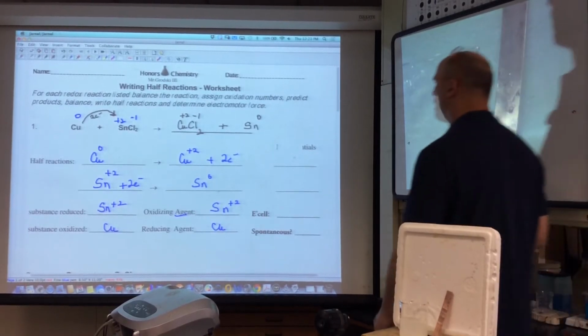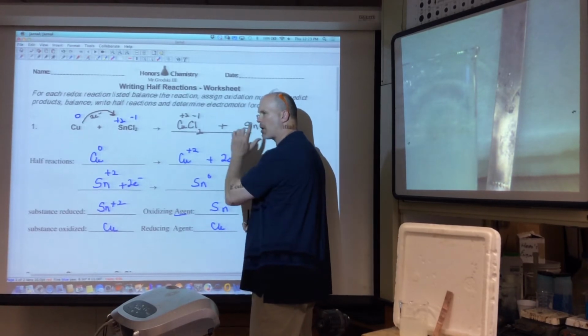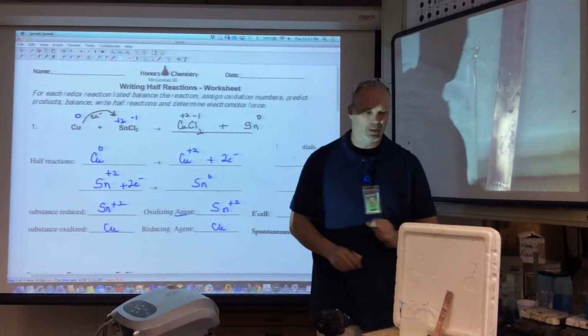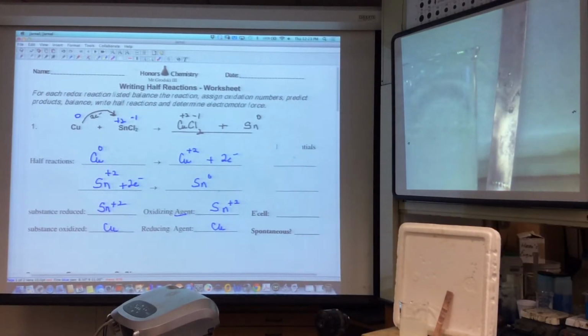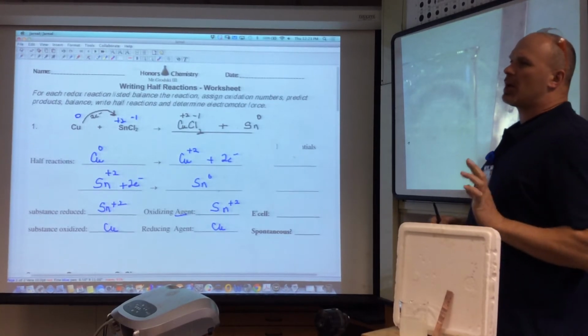Now here comes the new stuff. I want to know if this actually works. I want to predict whether this reaction actually works. And this is what we do. Now, I can give you table J, which makes no sense to you, and give you some rules. I'm going to show you where table J comes from.